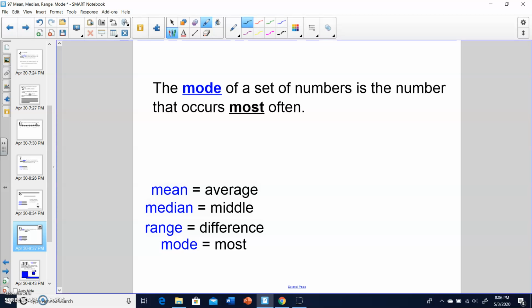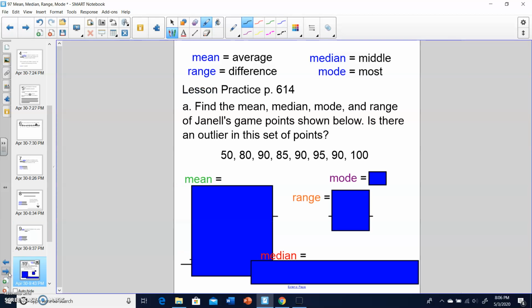Okay, let's go on to lesson practice. We're going to do something similar as we did for Ian's scores, except this time we're finding the scores for Janelle. Her mean, or the average, her median, which is the middle, range, which is the difference between the two, and the mode, which is the one occurring the most. So go ahead and practice A together, or on your own, and then pause it and come back.